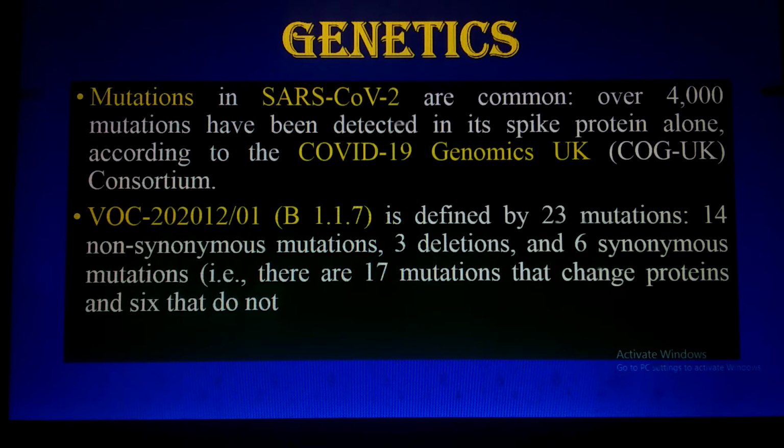Over 4,000 mutations have been detected in its spike proteins, and according to COVID-19 Genomics UK, B117, which is the UK variant, is defined by 23 mutations: 14 are non-synonymous, 3 are deletions, and 6 are synonymous. If you are not familiar with synonymous and non-synonymous mutations, I will give you some information about the differences in this lecture later on.